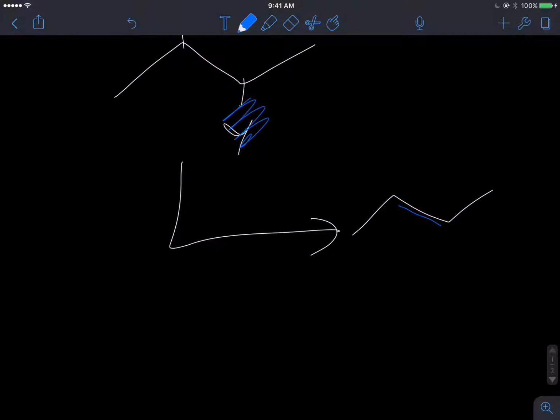And for E1, only tertiary can do E1. And for E2, you have secondary, tertiary, and primary. E2 doesn't occur for the methyl group.